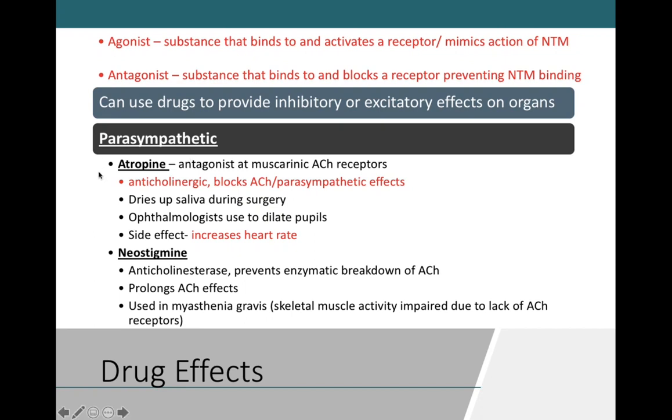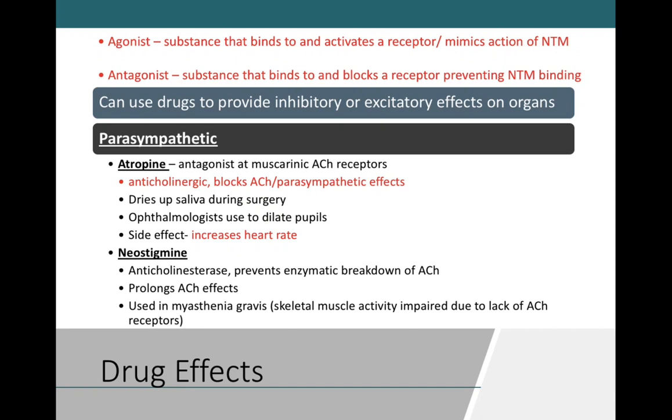So two examples of drugs that work on the parasympathetic nervous system are atropine and neostigmine. Atropine is an antagonist for muscarinic acetylcholine receptors. This means that atropine is going to bind muscarinic acetylcholine receptors, and it's going to produce the opposite effect as acetylcholine would have produced at that receptor.